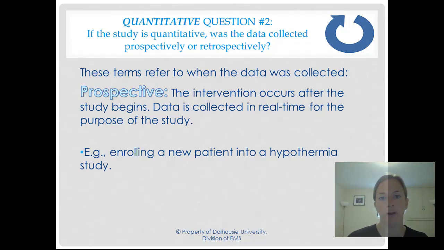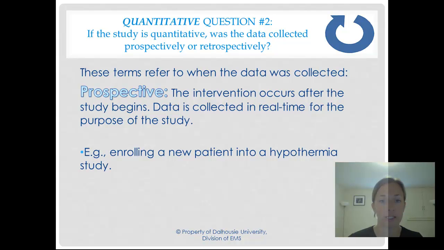Question number 2 for quantitative studies. If the study was a quantitative study, how did the data get into the study? Was it collected prospectively or retrospectively? So prospectively is when the intervention occurs after the study begins. So essentially we're talking about, was the data collected in real time for the purpose of the study? So for example, with the therapeutic hypothermia study, this was a clinical trial. So paramedics were trained on therapeutic hypothermia, patients were entered into one group or the other, one group being those who received the intervention, the other group received standard care, and that data was collected prospectively.